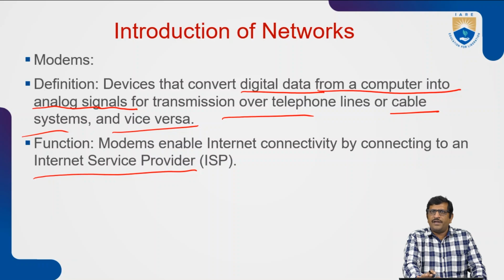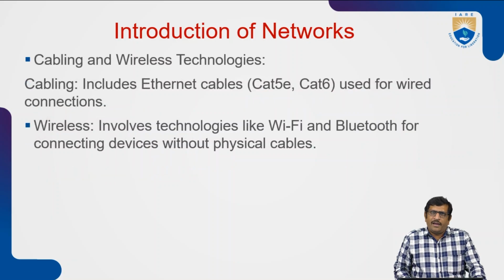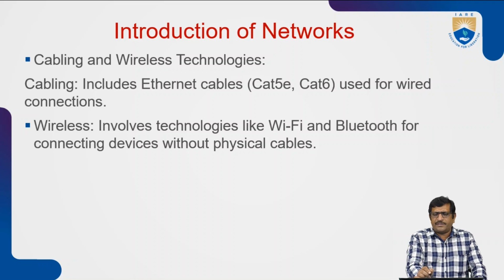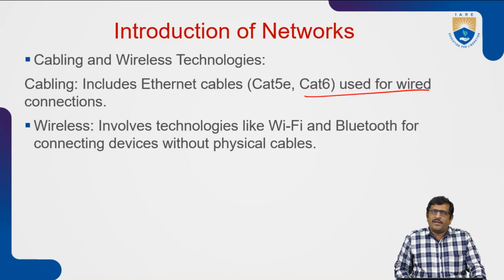That means internet connectivity can be established with the help of modems. So this is a function of the modems. Cabling and wireless technology. Cabling includes Ethernet cables, such as Cat5e and Cat6, used for wired connections. So this is cabling.